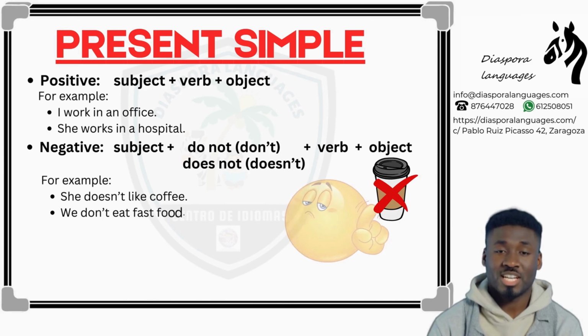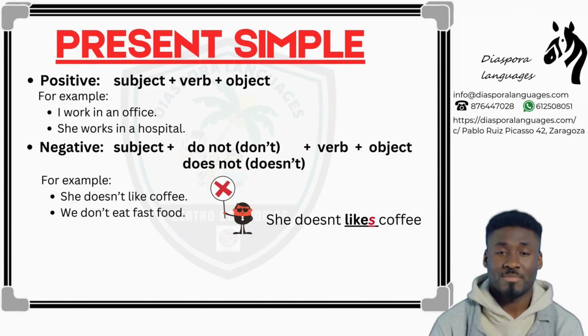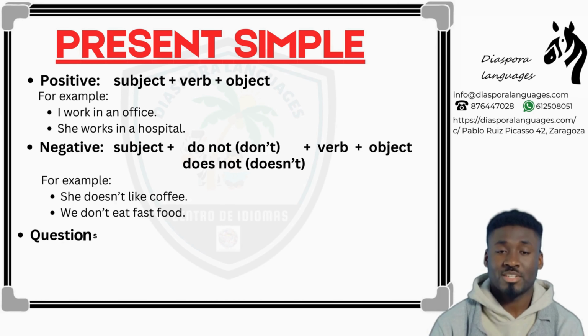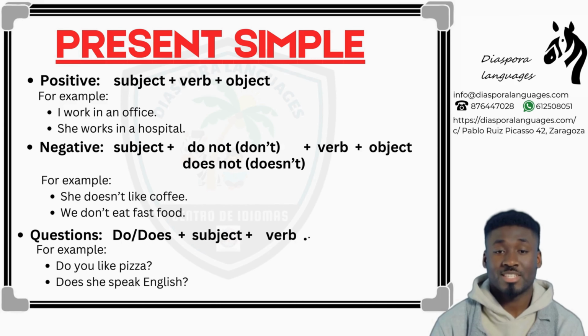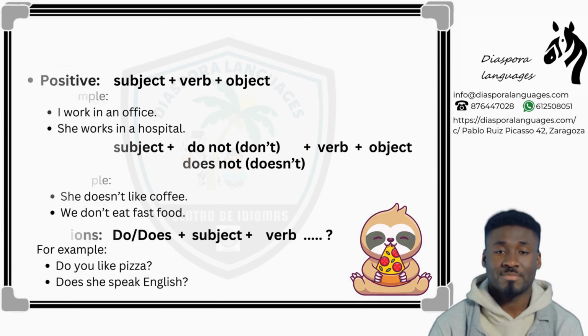Notice that after doesn't, the verb stays in its base form. We don't say, "she doesn't likes coffee." Instead, it's "she doesn't like coffee." Questions in present simple. To form a question, we start with do or does. That is do or does plus subject plus verb. Do you like pizza? Does she speak English?